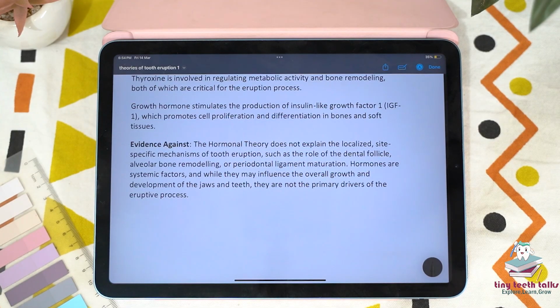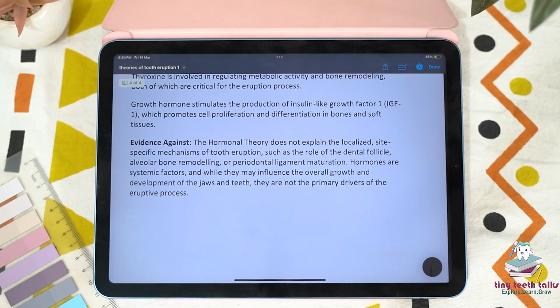Then the resorption of alveolar crest, so the resorption of alveolar crest creates space for crown to emerge into the oral cavity. And the hormonal theory suggests that the thyroxine from the thyroid gland regulate metabolic activity and remodeling, and growth hormone from pituitary gland produce IGF-1 factor promotes cell proliferation and differentiation, facilitates tooth eruption into the oral cavity. Some of the theories are contributing to the eruption process but can't facilitate alone because the eruption is a multifactorial process. Remaining theories will be in the next part.